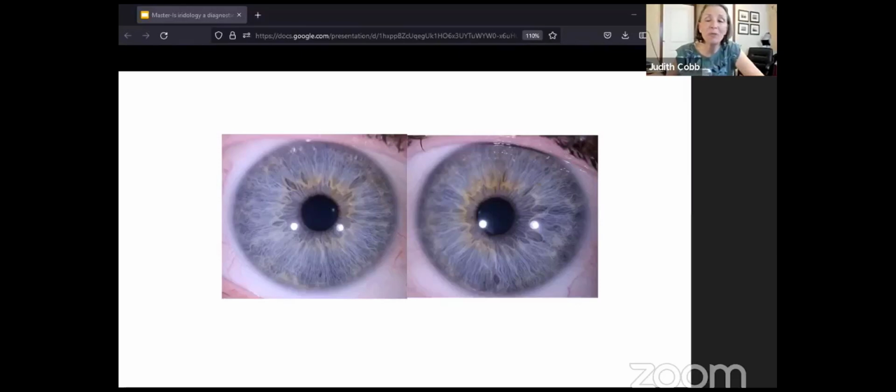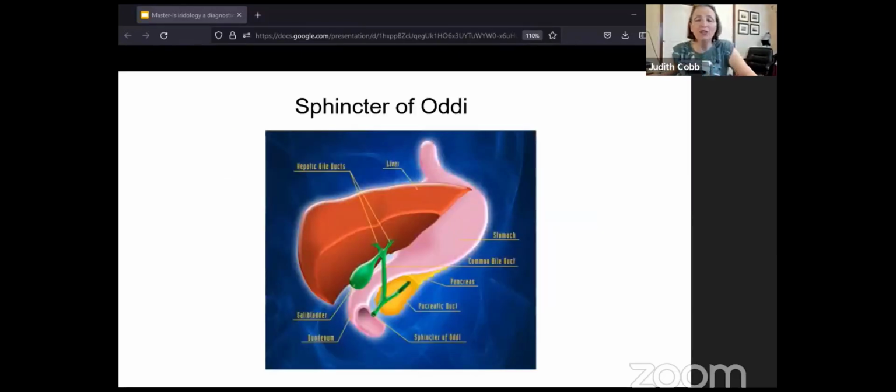Here's your anatomy lesson for today, the sphincter of Oddi. Do you know what the sphincter of Oddi is? If you know what and where the sphincter of Oddi is and what it does, give me a yes in the comments. I did not know what this was until I had a client come in and say, I've got a sphincter of Oddi problem. Do you know what it is, what it does and why it acts up? Yes, no, maybe.